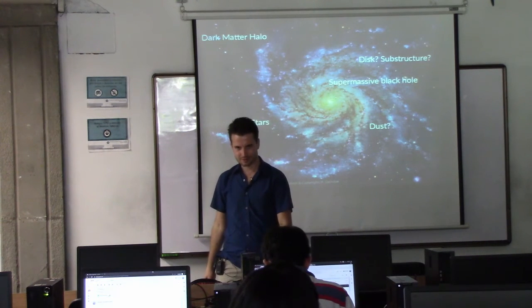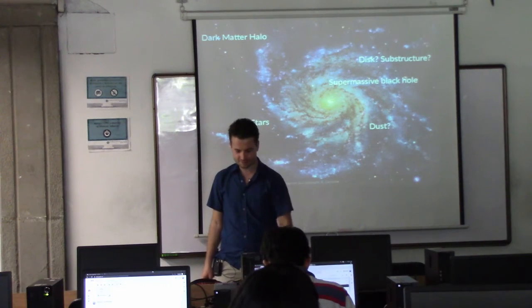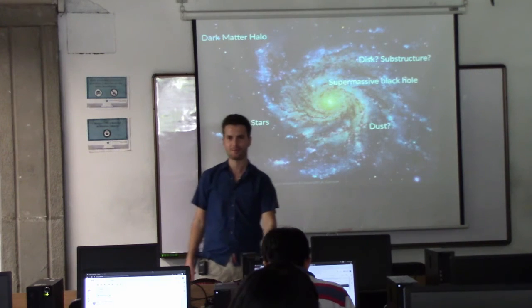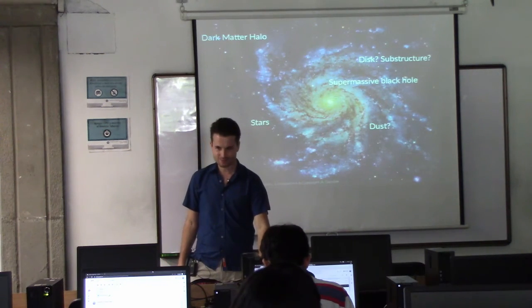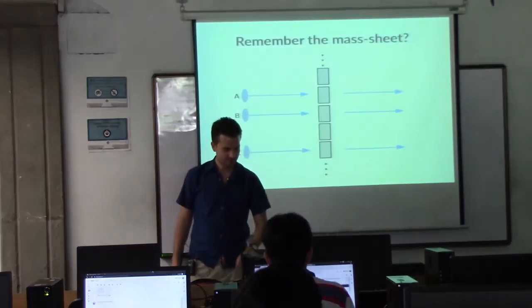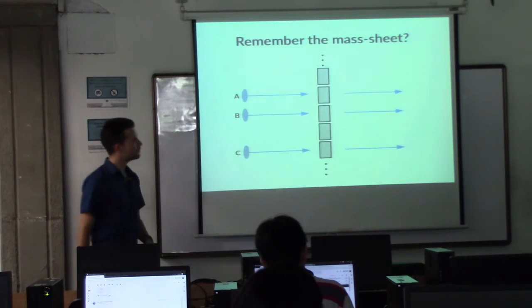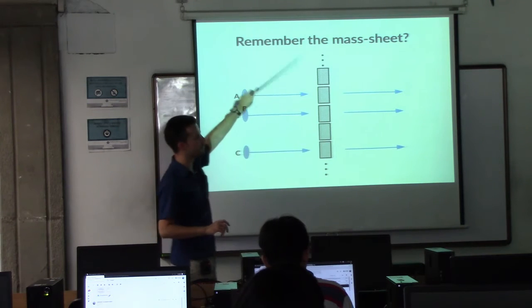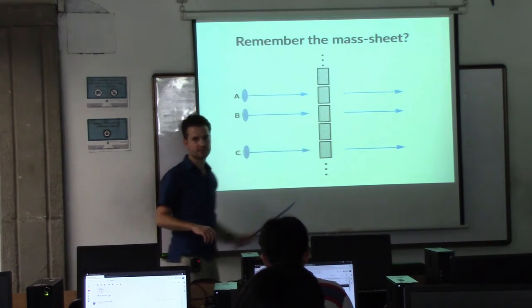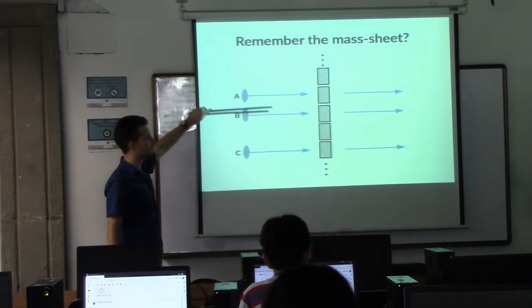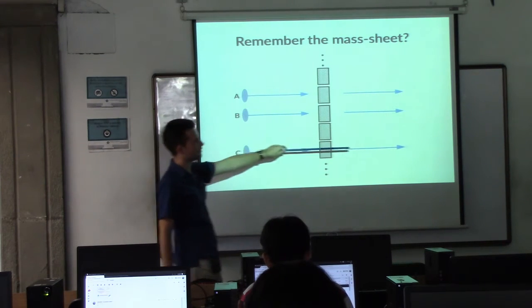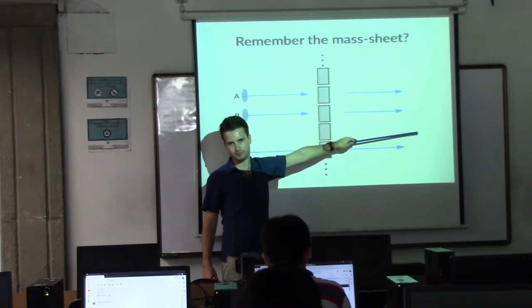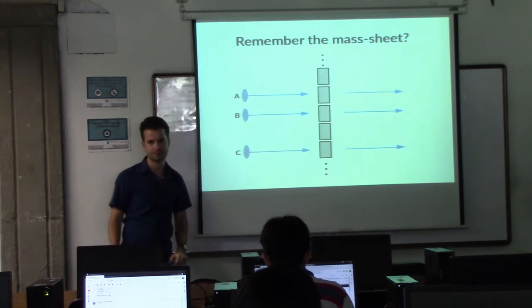But maybe the big issue we have with lensing galaxies is that I've been misleading you a bit. Do you remember this exercise from day one, where we have this infinite sheet of uniform mass density, and no matter where your source is, the rays go through unperturbed. They just go straight.